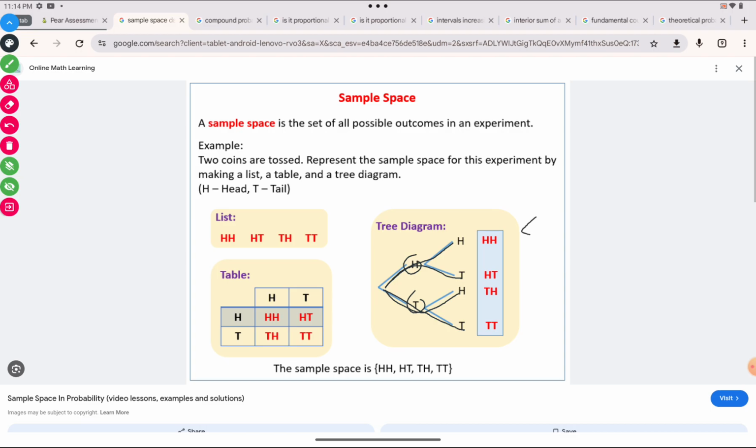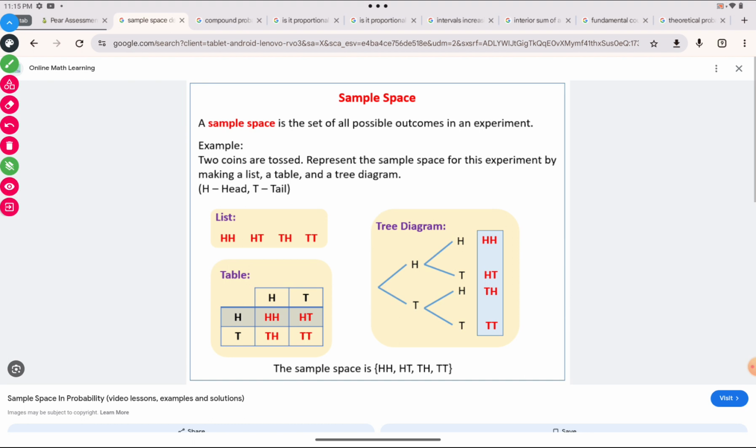So when we're looking at this, this is a tree diagram, which is one of the systematic ways of writing or listing your sample space. If you have two coin tosses, you have four possible outcomes. The far right column will show you all your possible outcomes. You also can show a sample space as a list. You can also show sample space as a table.